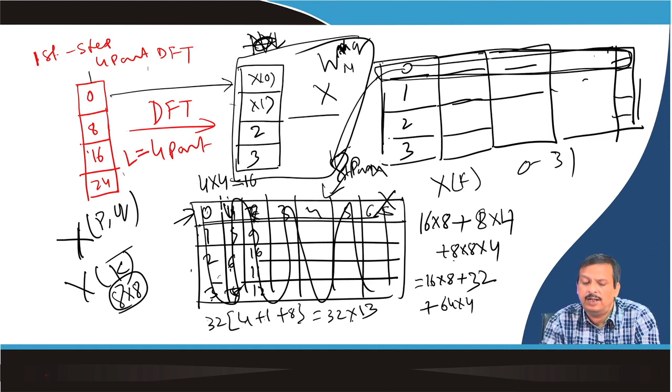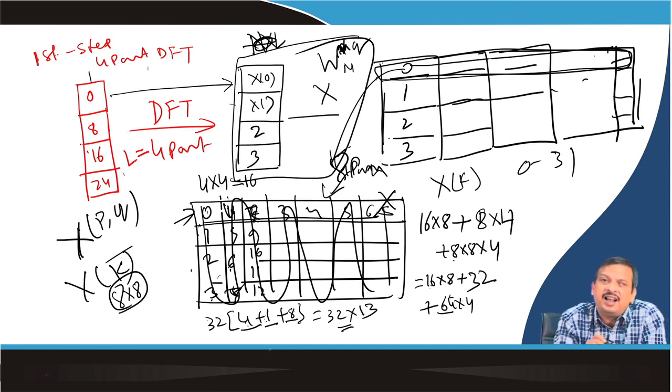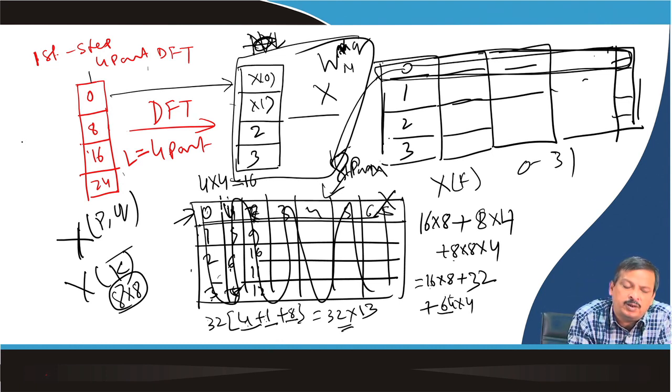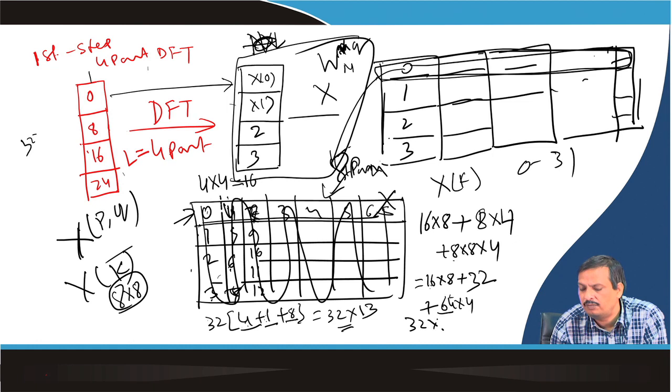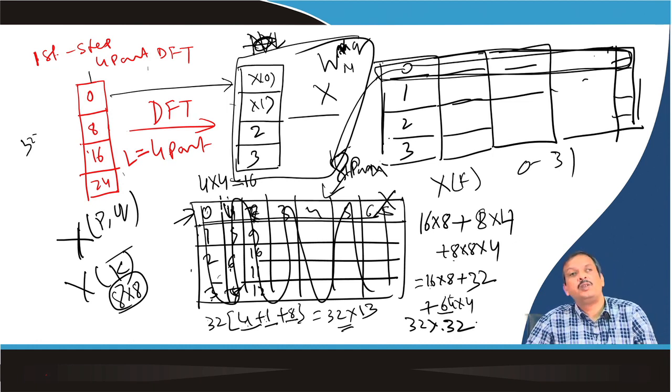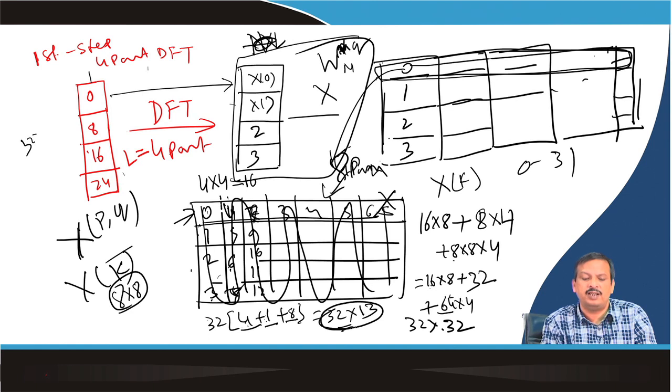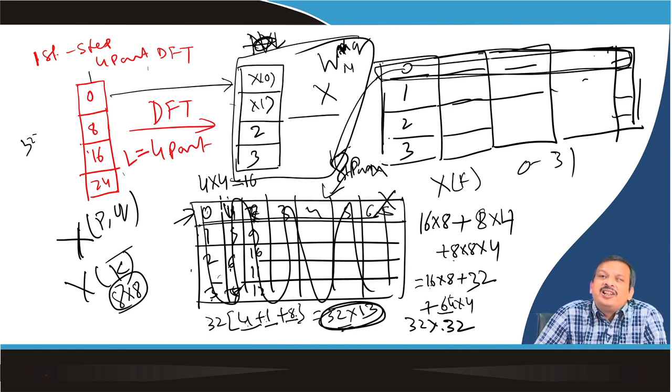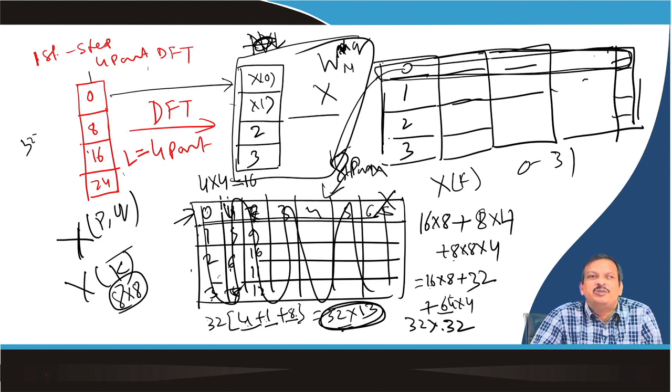If I take 32 common, it will remain 4. 16 into 8 is 128, divided by 32 remains 4. 32 goes out, remains 1. 64 into 4 is 256, 32 goes out, remains 8. So 4 plus 8 plus 1, it is nothing but 32 into 13. If I directly compute the DFT, what is the computational complexity? 32 into 32. Which is much more. Here it is much less. So I have efficiently computed the DFT using this divide and conquer rule.